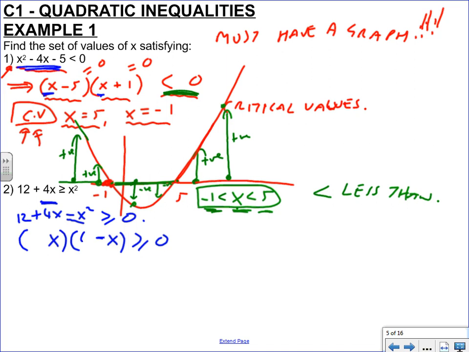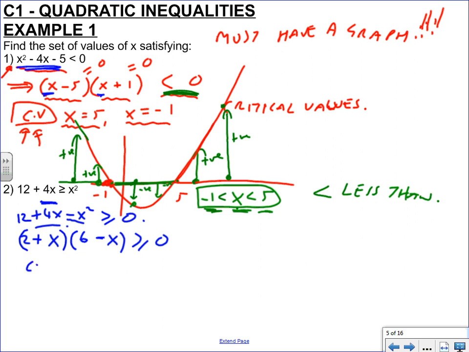So if we make that 6 and that one 2, let's just quickly multiply that out and make sure that works. So 2 times 6 gives me 12, x times 6, so that's plus 6x, minus the 2x, minus x squared. Yes, it definitely works. So when you factorize something, we'll always expand it to check.